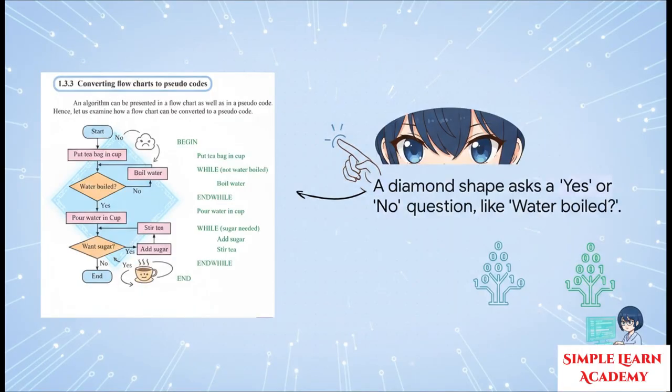Okay, but here's where things get really cool. This diamond shape, this is a decision block. This is where our little program gets a brain. It asks a simple yes or no question, like, is the water boiled yet? And depending on that answer, our whole recipe can split and go down two totally different paths. This right here is the absolute heart of logic in programming.